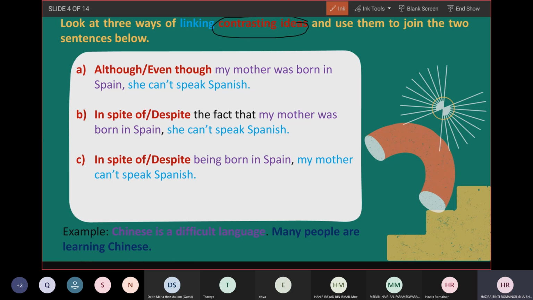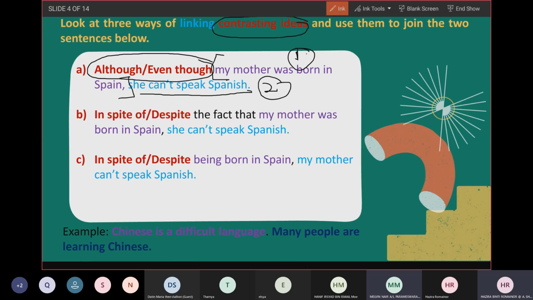Okay, kenapa saya kata ayat ni ayat yang berbeza, bertentangan sebab awak tengok ayat yang pertama, yang warna purple ni, this one is idea number 1. Walaupun mak dia dilahirkan di Spain, namun demikian, she can't speak Spanish. So ayat itu bertentangan dengan ayat pertama. So they combine those sentences by using perkataan seperti although or even though. Okay. Dekat sini Melvin, apa maksud although? Walaupun. Yes. Alright, same goes with even though. Sama juga maksud dia dengan perkataan even though.